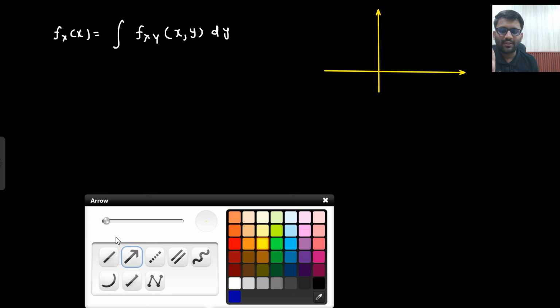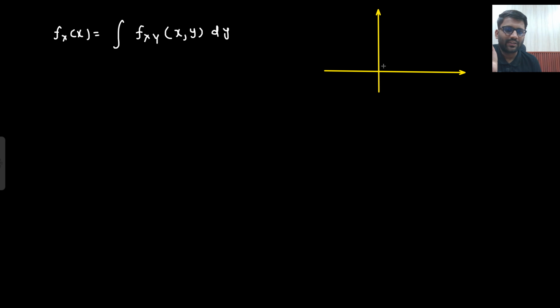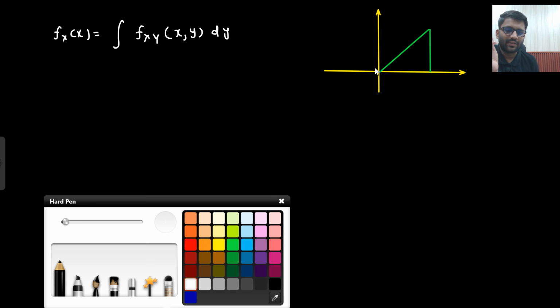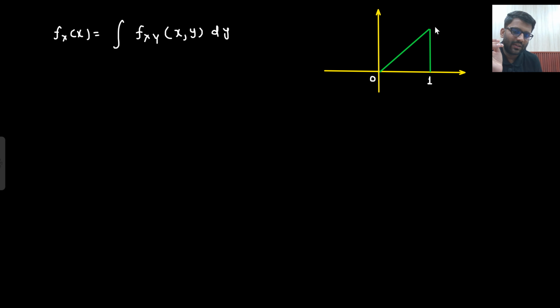What I mean to say is that, again, if you see the region of operation, what I need to find now is the marginal PDF of x. What is my region of operation? Region of operation is this much, that I have already seen. This is my region of operation, from 0 to 1, 1 comma 1.